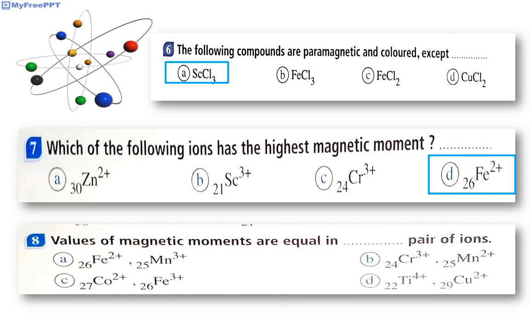The values of magnetic moments are equal in which pairs of ions? We have here a magnetic property that characterizes transition metals, but here some of them have the same magnetic moment, which means that they have the same number of unpaired electrons. We have iron when losing 2 electrons and manganese when losing 3 electrons, so its oxidation state is plus 3 and iron's oxidation state is plus 2.